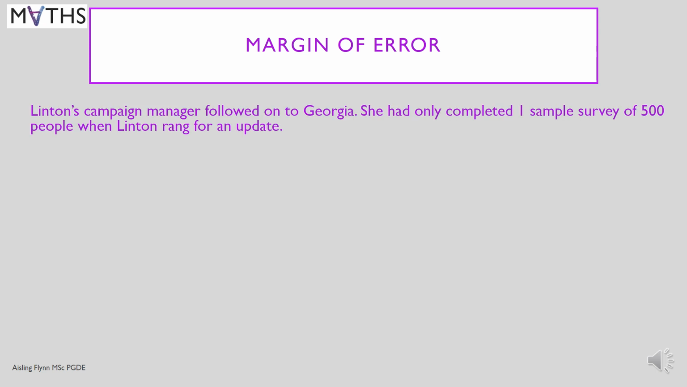Linton's campaign manager followed on to Georgia. She had only completed one sample survey of 500 people when Linton rang for an update. So she only had one sample of 500 people. And the sample, A, we call it, gave back a proportion of 0.52. That 52% of that sample were going to vote for Linton. So she can say that, yes, you're ahead here in Georgia.